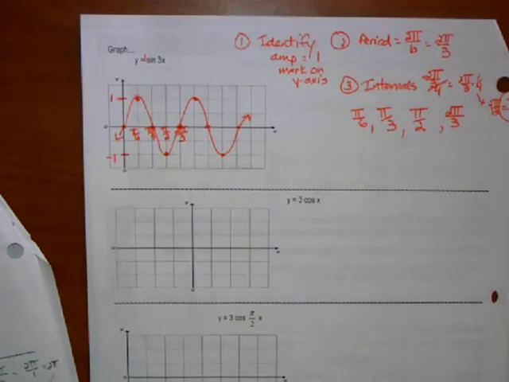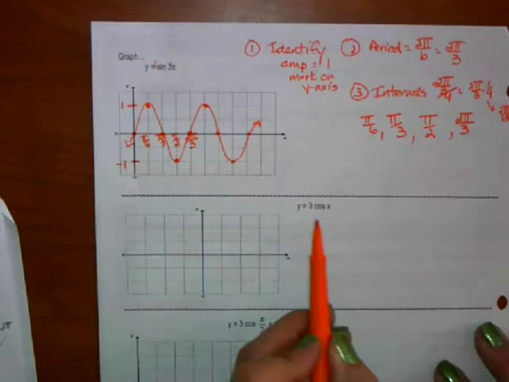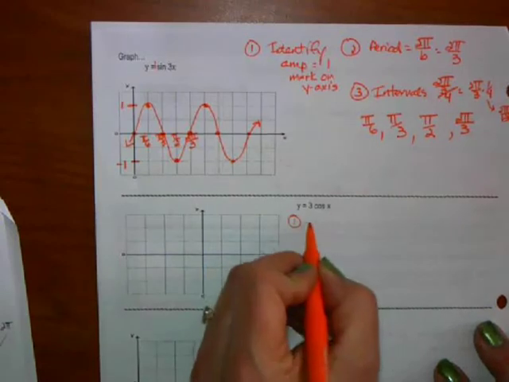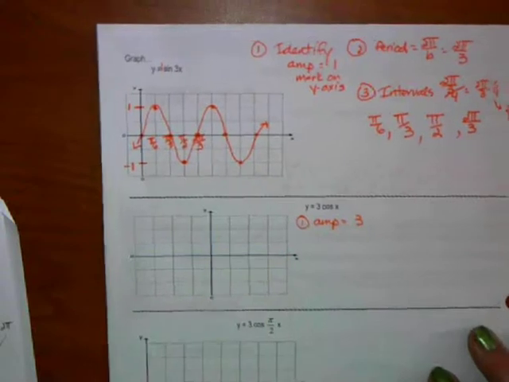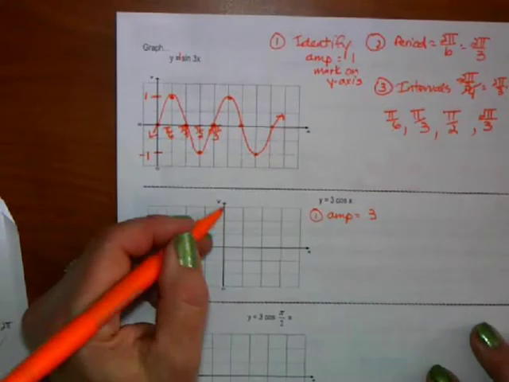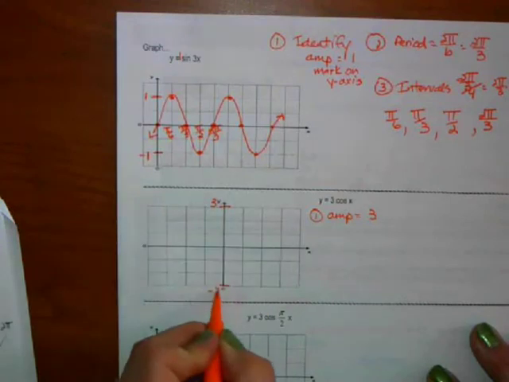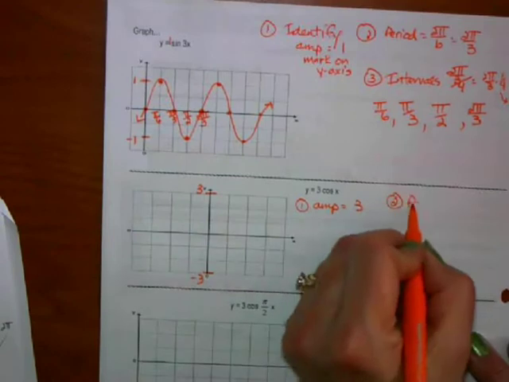I know you might be kind of saying, what, right now? Let's just try another one here. So here we have y equals 3 cosine x. All right. So number 1, my amplitude is equal to 3. So we can mark that right now on our y-axis. Kind of looks like in this graph, each one is going to be 1. So there's a 3 and there's negative 3. There's my amplitude.